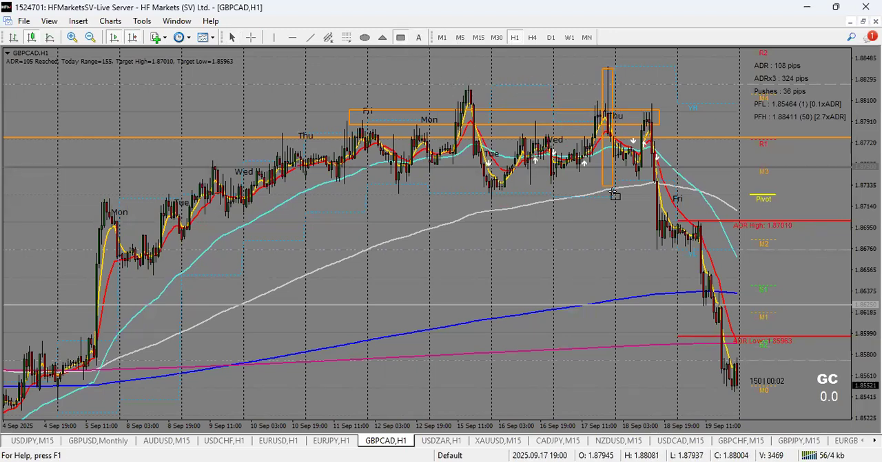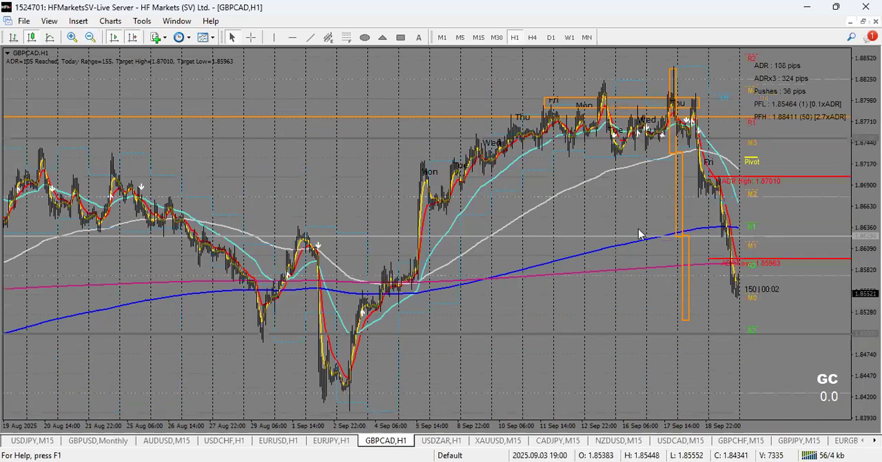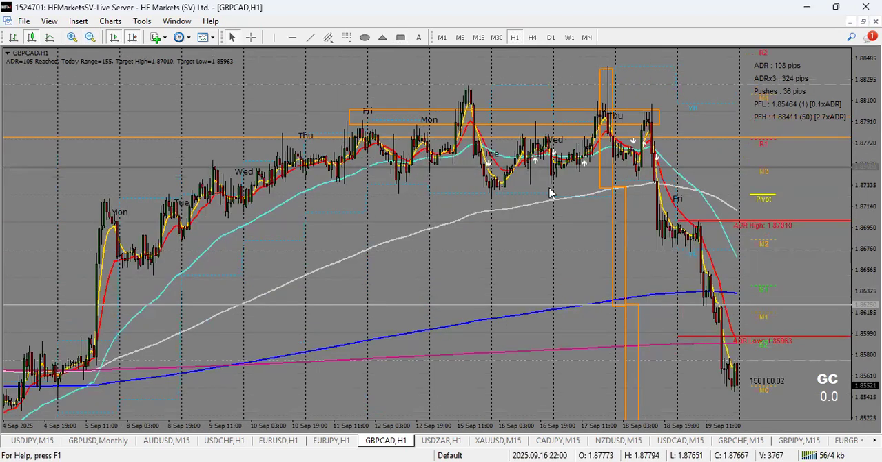Let us draw the ADR boxes. So ADR is around 108. We are almost there to complete the 3 times ADR. And we had an area of liquidity here. You can see we have already filled it. So our target should be this large quarter point here.